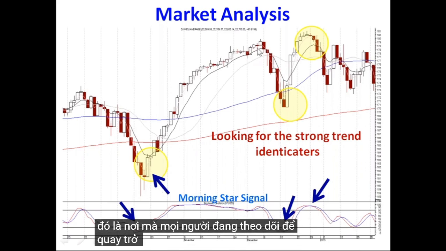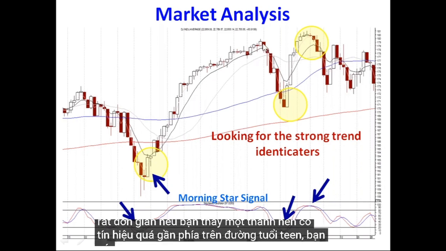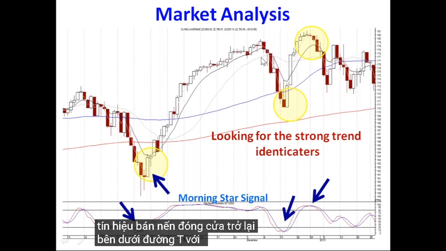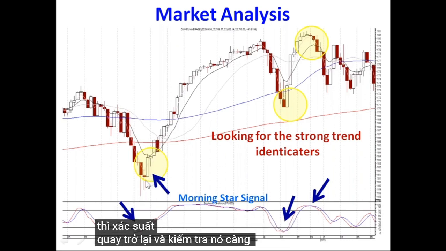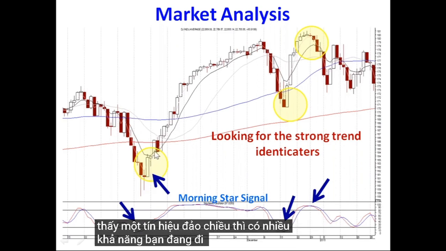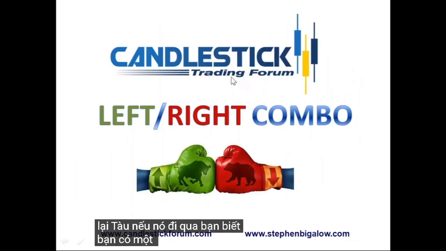So back to the T-line. The T-line is very simple. If you see a candlestick buy signal and a close above the T-line, you can stay long until you see a candlestick sell signal and a close back below the T-line, with the caveat that the further away you move from the T-line, the higher the probability it's going to come back and test it. So if you see a reversal signal, it's more than likely you're going to be in the right direction. Then all you have to do at that point is see what it does at the T-line. If it fails, you come back out of the trade. If it goes through, you have a good uptrend.